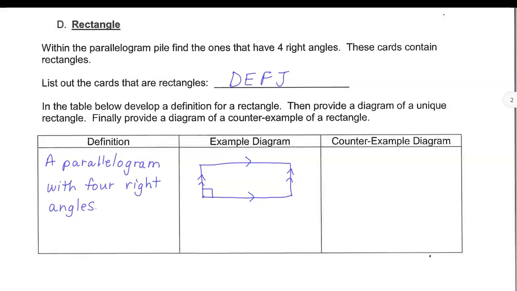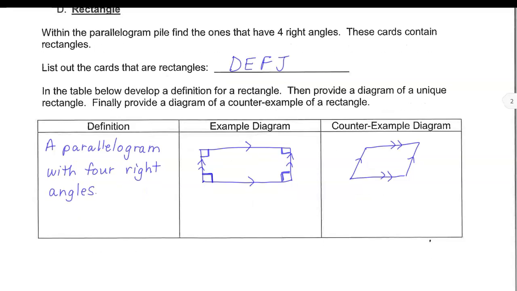So look at this bottom left angle I marked with a right angle. That means the bottom right angle is forced to be a right angle because they're supplementary. Now, because the top and bottom are parallel, the top right angle is forced to be a right angle because the angles are supposed to be supplementary, and then same thing for the top left angle. If you want to draw a counterexample, draw a parallelogram that does not have right angles.